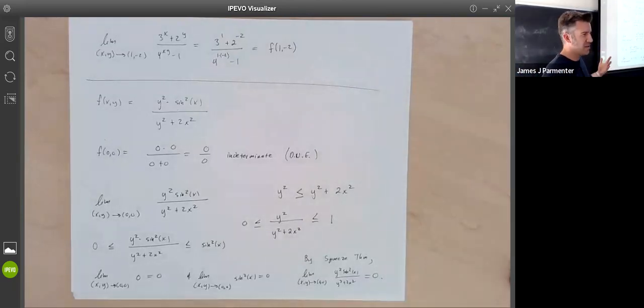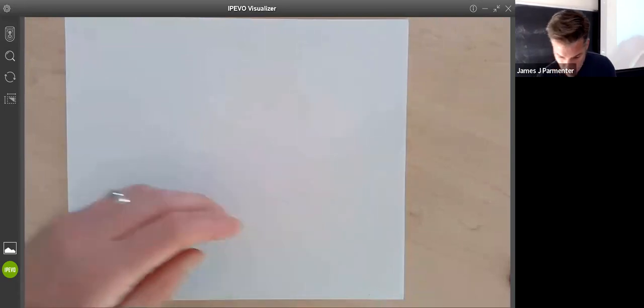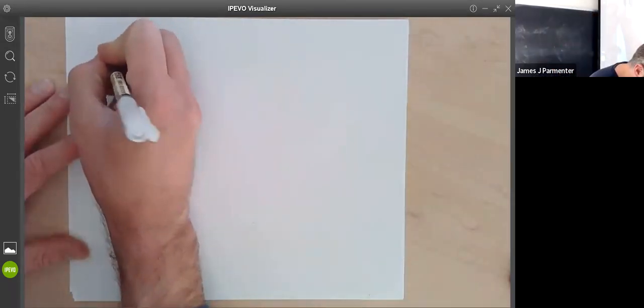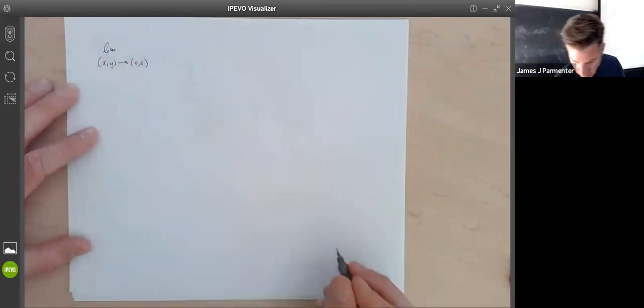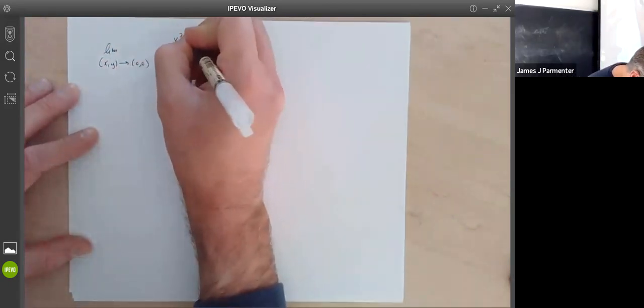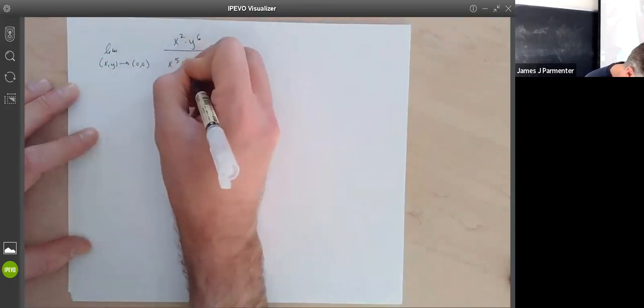You probably won't have to do too much of this. I feel like this is something we don't typically focus on in this class a lot, but sometimes people talk about it. More often, you're going to be asked to evaluate limits like this where it doesn't exist. So as a contrasting example, we want to look at the limit as (x, y) goes to (0, 0) of x²y⁶ / (x⁵ + y¹⁰).